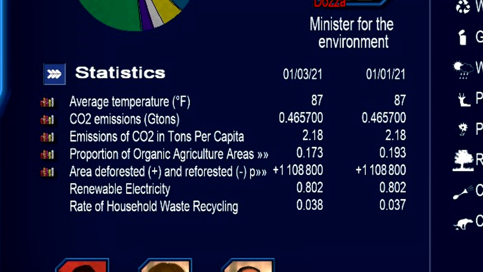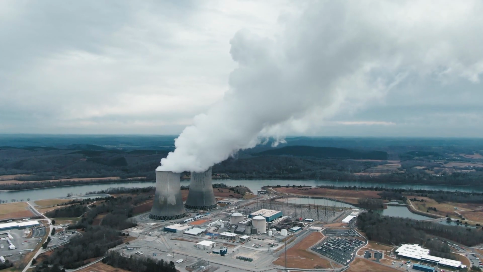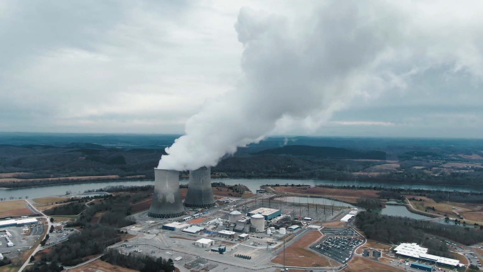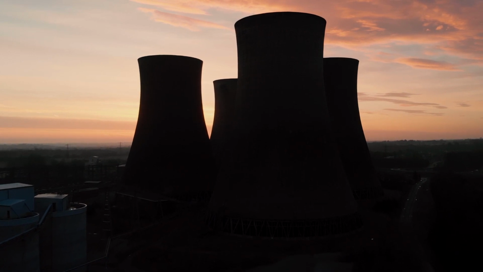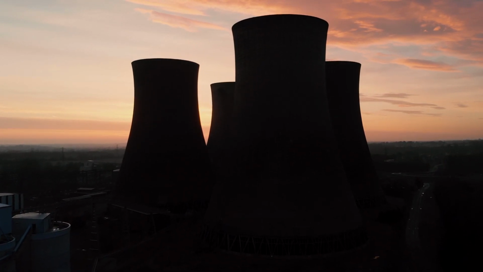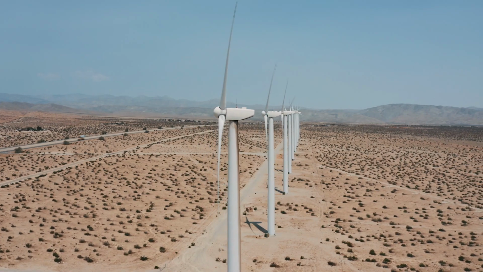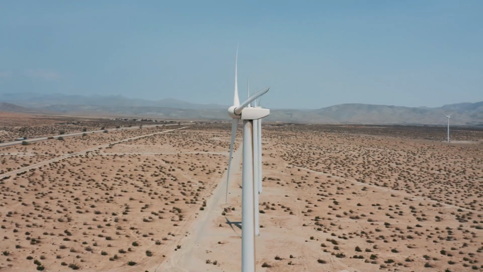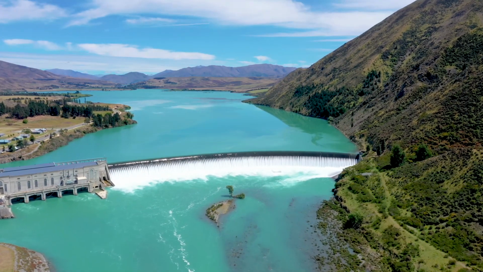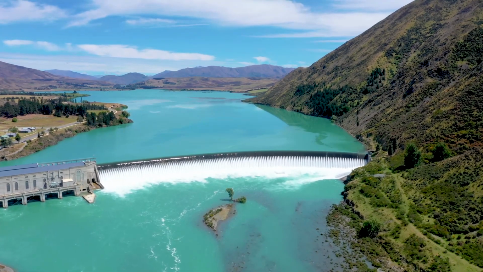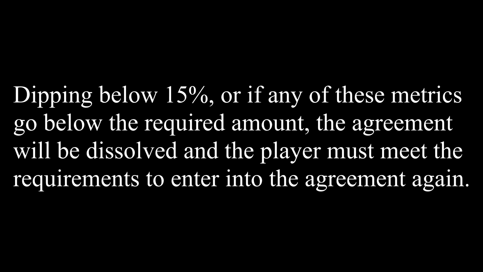It is important to note that for renewable energy, nuclear power is not considered renewable in-game. Although nuclear is zero emissions and will assist in lowering CO2 emissions, it carries the risk of a meltdown. Therefore, pumping out nuclear plants will not be considered whenever getting to 15% renewable energy. All other energy parks such as biomass, hydro, solar, wind, and geothermal are all considered renewable in this case. If your country dips below this 15% requirement while inside of this agreement, the agreement will be dissolved and will have to be renegotiated again.